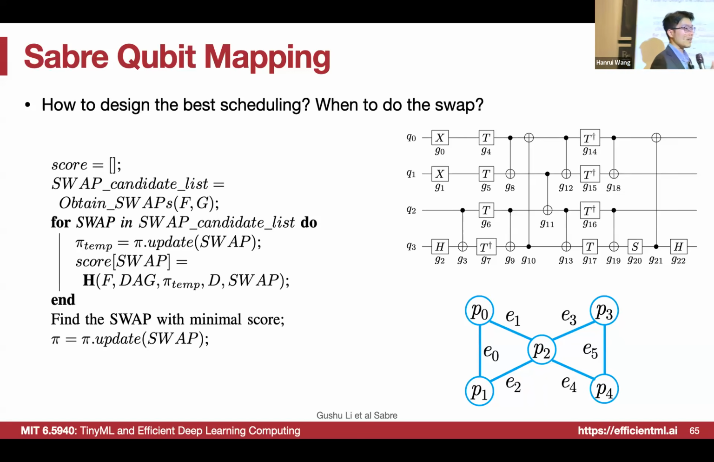So how is the score calculated? The intuition is, after this swap, how many later gates can I apply, right? The ideal case is that after this swap, all the remaining gates can be applied with no problem, right? But the bad case is that after this swap, we still cannot do any gates, because, say, swapping 0 and 1 doesn't solve the problem between 0 and 3, right? But if we do the swap between 0 and 2, then we can do multiple gates later.